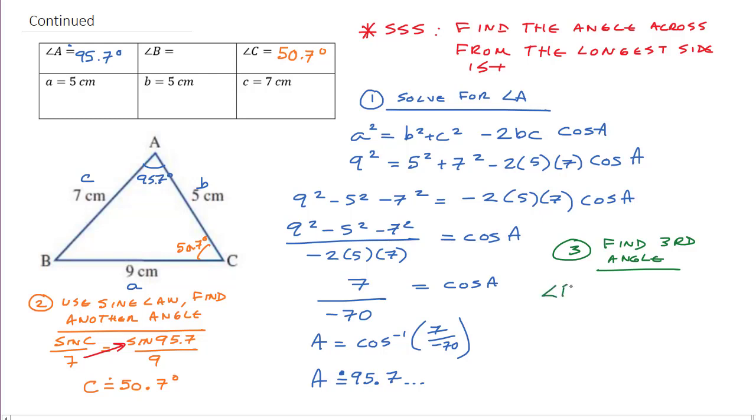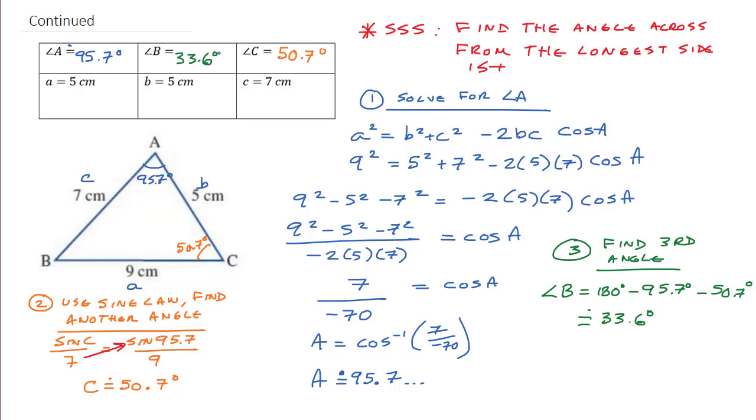So to find angle B, we're just going to go 180 minus the other two angles, 95.7 degrees and 50.7 degrees. And we get about 33.6. All right, there you go. We've solved it. We found the 3 angles.